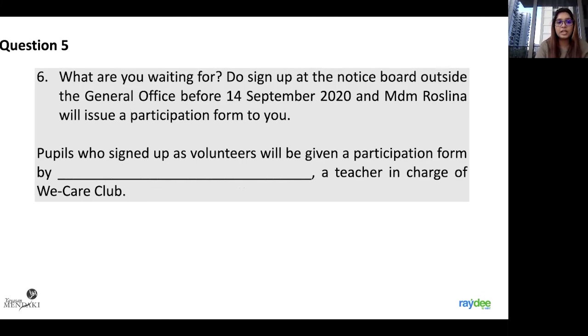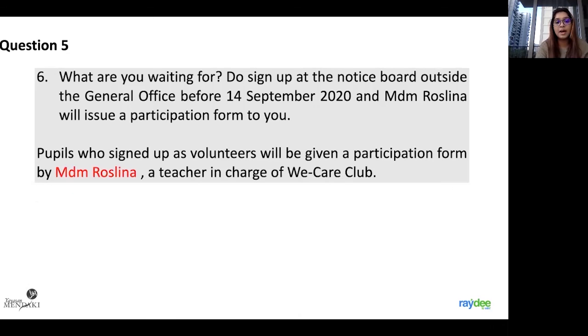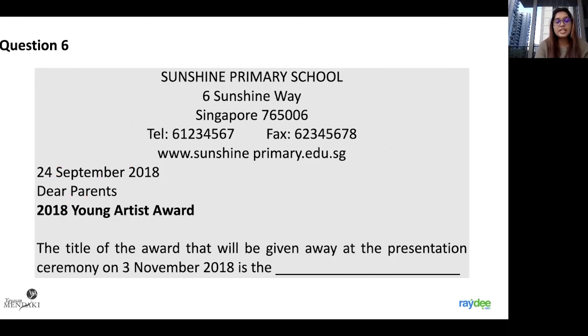Same goes for question 5 as well. Pupils who signed up as volunteers will be given a participation form by what? A teacher in charge of We Care Club. If you look at the extract, the general office before 14 September 2020, and Madam Roslina will issue a participation form to you. So by Madam Roslina.